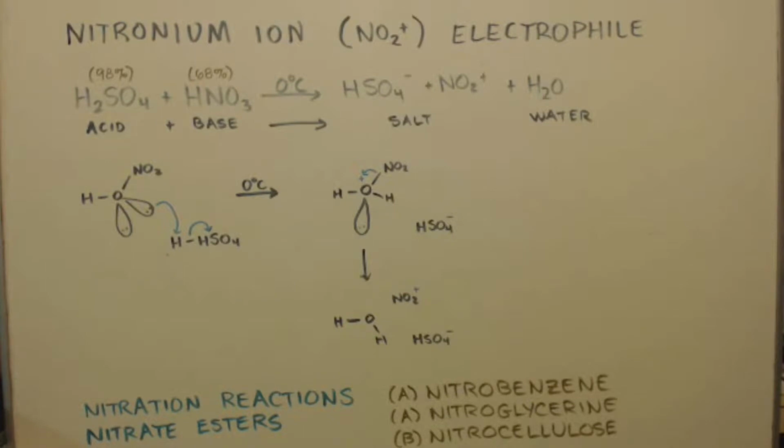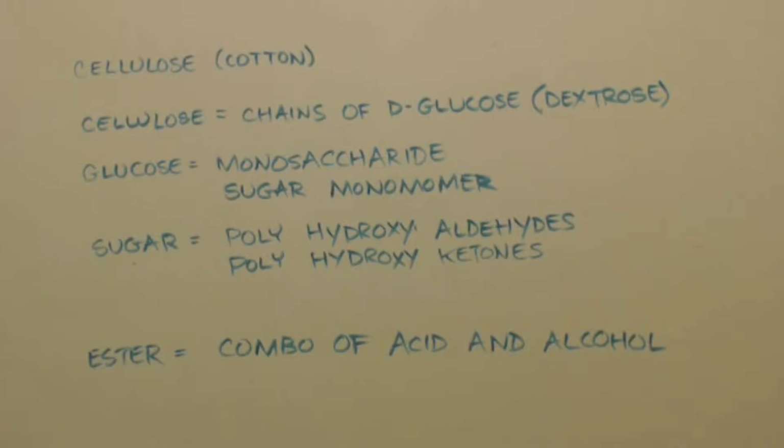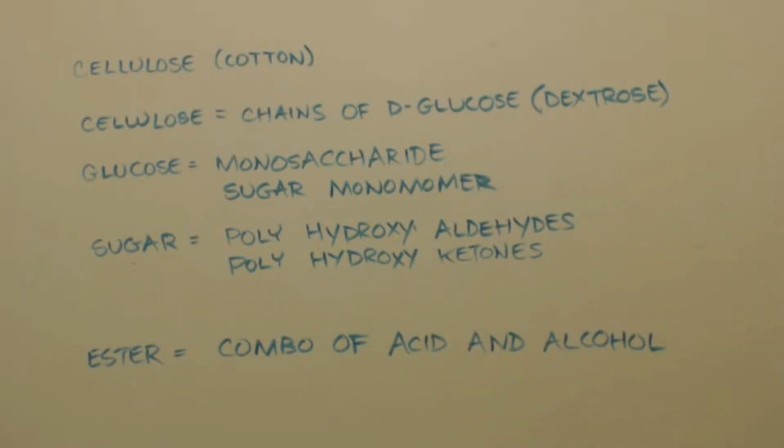So there's a couple examples. You might say, well, what's the difference between a nitro group and a nitrate ester? Now I'm talking about esters. An ester is a combination of an acid and alcohol. Usually to get them together, you add some heat and some sulfuric acid to catalyze it.